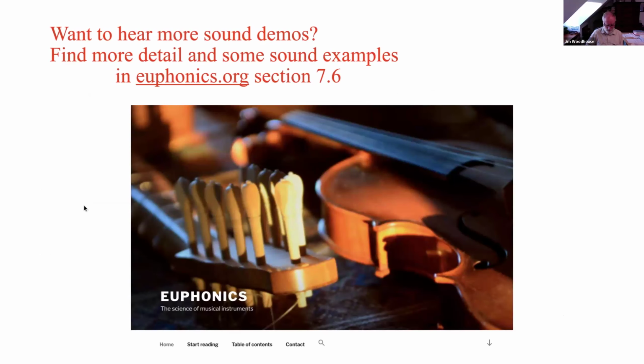I only played a very limited number of sound demos here. If you would like to hear sound demos of those post-shift experiments in the cigar box violin, you can find them all in Euphonics. If you go to Euphonics and find section 7.6, you can read a differently worded version of this story and hear more examples. And with that, I think I'm done.